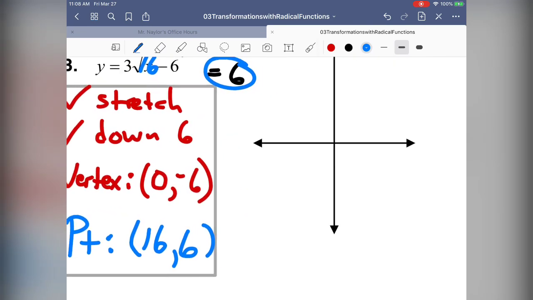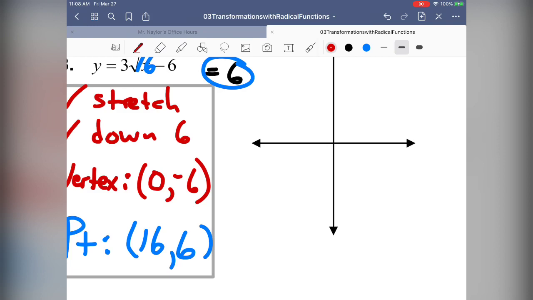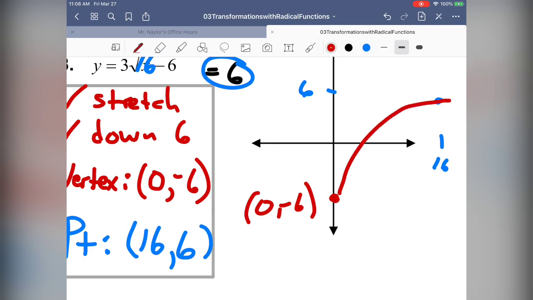Now, that kind of helps me to get my graph a little bit more lined up. Of course, I'm going to graph (0, -6). That's my most important point. That's my vertex. But way out here at (16, 6), I have another point. And you can see that in order to connect those dots, I have to draw a graph that is much more stretched. It is just a sketch, but the graph is stretched vertically, so everything lines up.